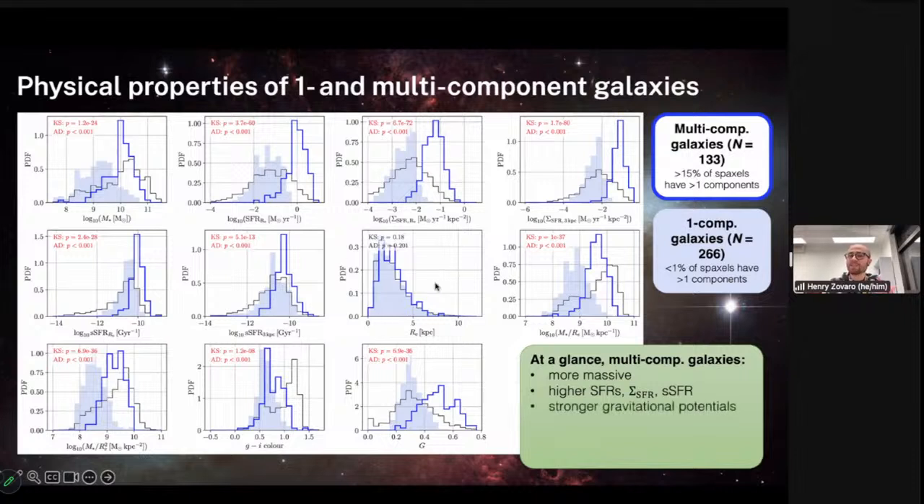They tend to have similar sizes, but because they're more massive, if you divide the stellar mass by the effective radius, that value is larger, and that's a proxy for the gravitational potential, so we can infer that the multi-component galaxies also have stronger gravitational potentials. In a similar vein, they also have higher stellar surface density, that is the stellar mass divided by the square of the effective radius. They also appear to have redder colors, as well as higher Gini coefficients, which is a measure of how centrally concentrated the star formation rate is.